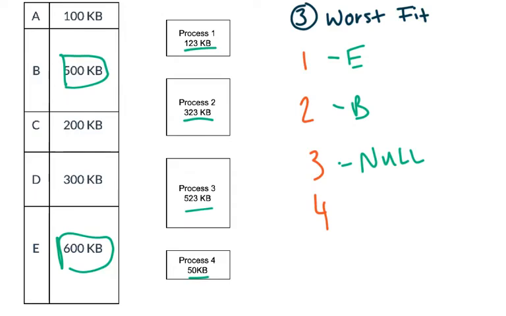And process 4 comes in with 50 kilobytes. Doesn't really matter, we're just going to choose the largest one. And so this is going to be A. I'm sorry, back up, erase. This is going to be D. Okay, so this would be the worst fit.